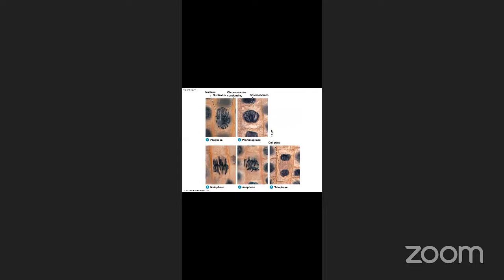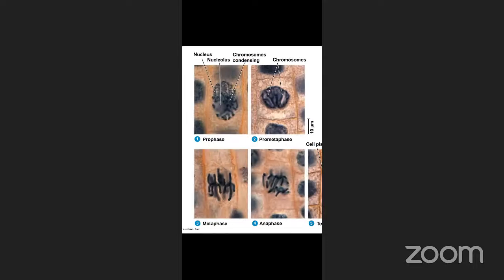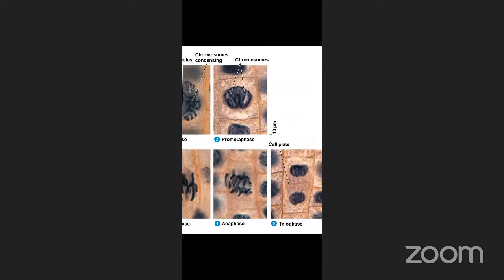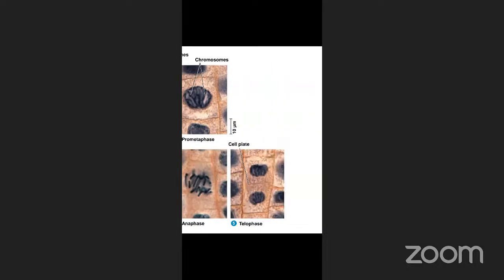cells. Okay, like this is the prophase, how it looks. Then prometaphase, metaphase, then anaphase and telophase, where actually the genetic material is separated into two daughter cells and cytokinesis takes place.